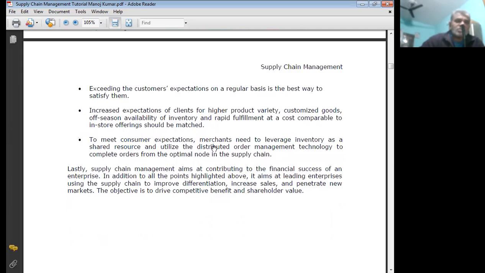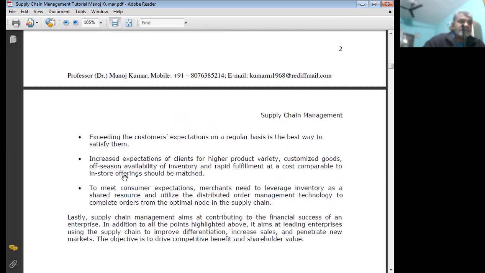To meet customer expectations, merchants need to leverage inventory as a shared resource and utilize distributed order management technology to complete orders from the optimal node in the supply chain. What are the customer expectations? Customer expectations need to be met by leveraging inventory as a shared resource and completing orders from the optimal node in the supply chain.